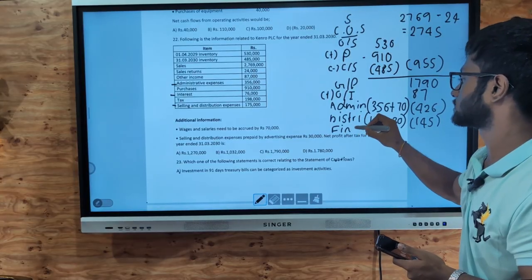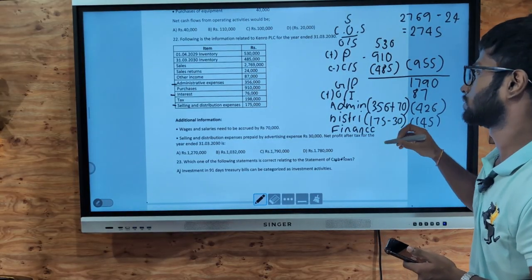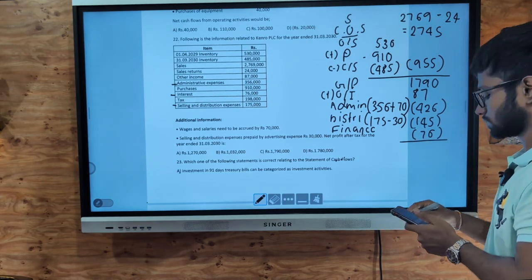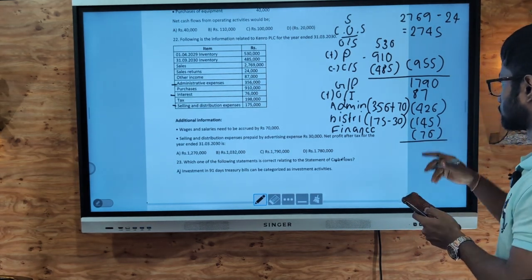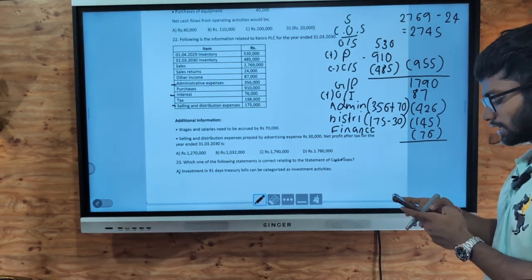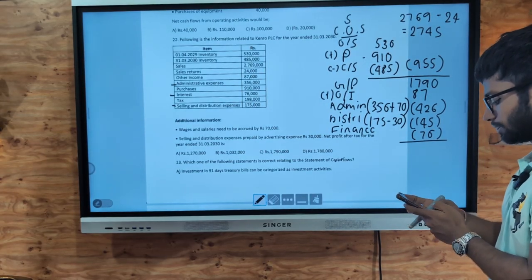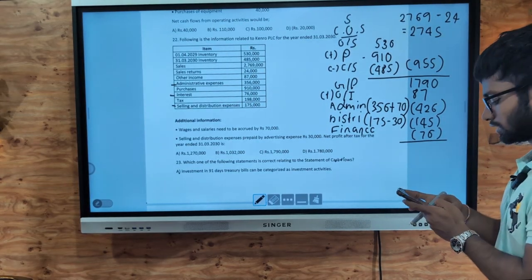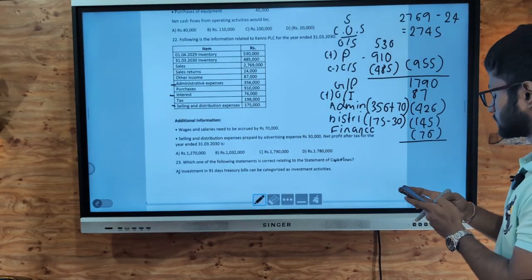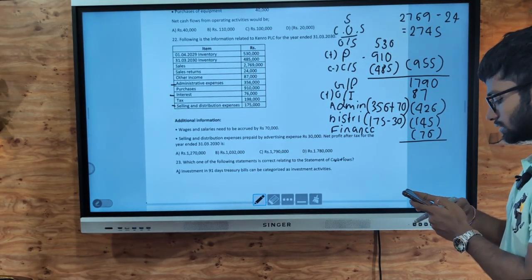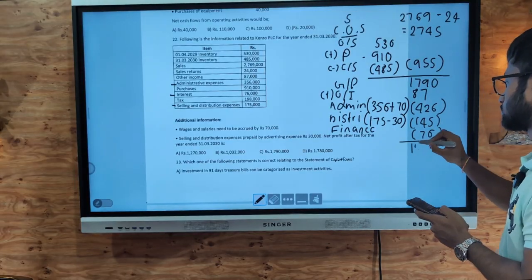We also have finance expenses, which is 76. So again, we'll do the calculation: 1790 plus 87 minus 426 minus 145 minus 76. Then you get 1230.